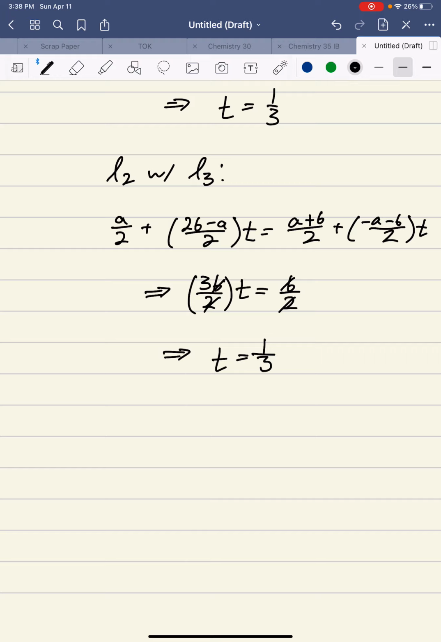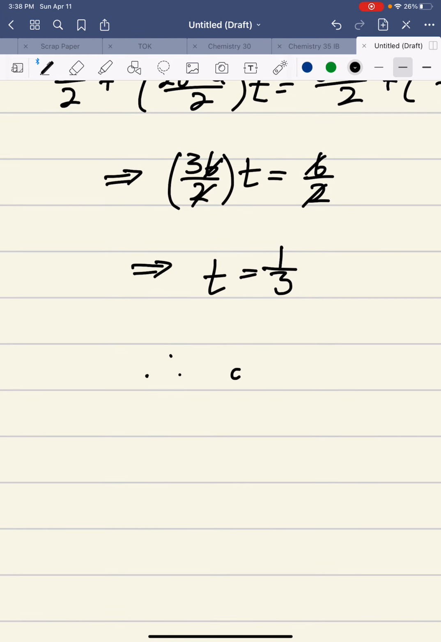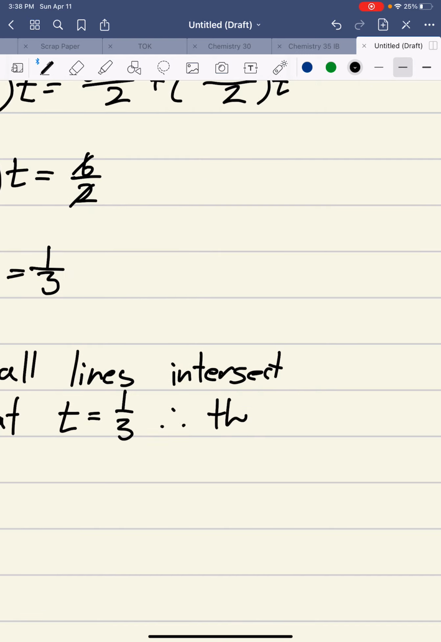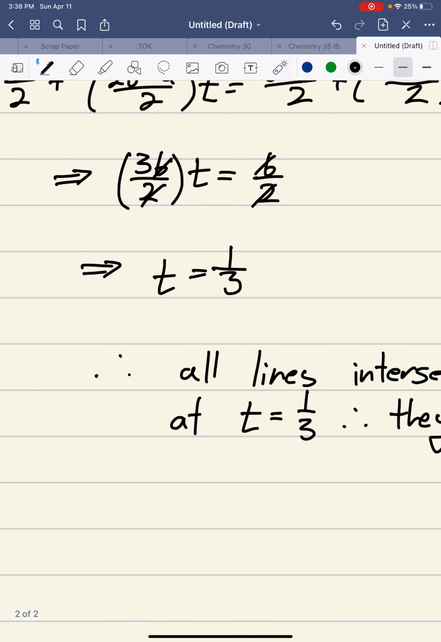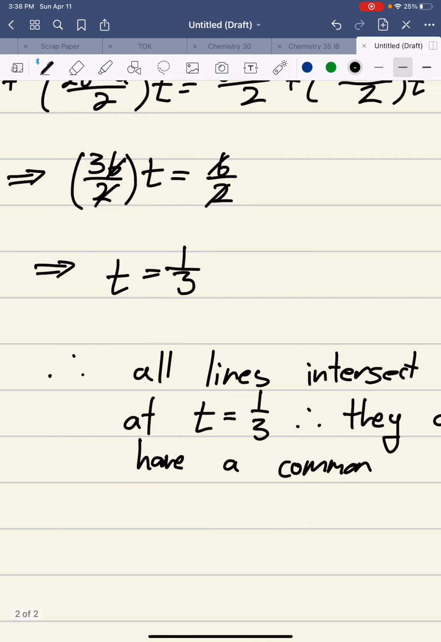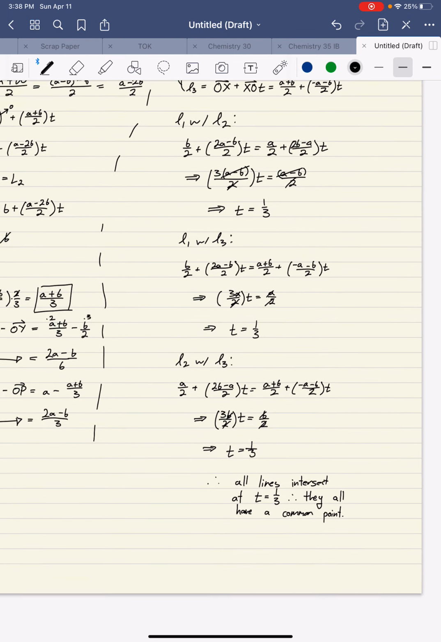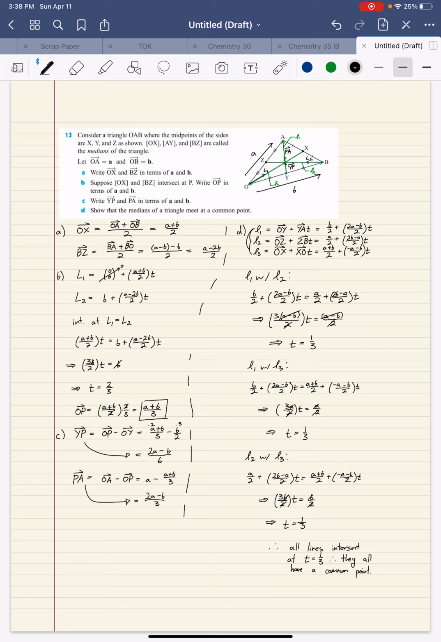So what does this mean? That means all lines intersect at t equals 1/3. Therefore, they all have a common point. Okay, that was D. D is pretty long, it's a proof, but knowing how to do this is pretty useful. So yeah, that's the entire question.